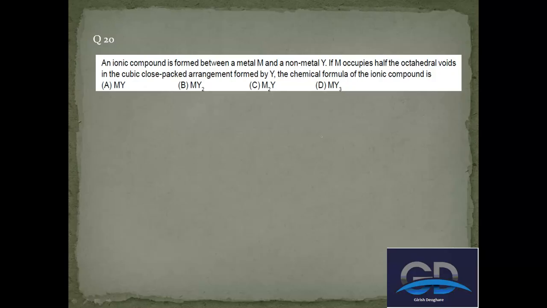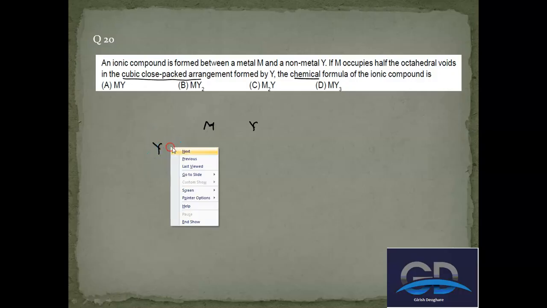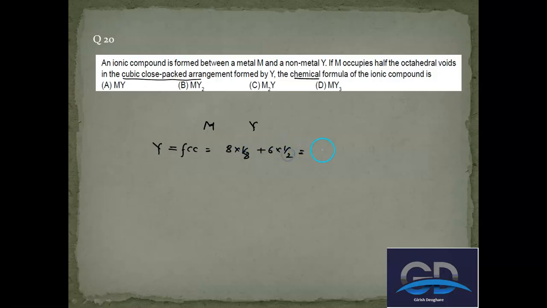Question number 20. An ionic compound is formed between a metal M and a non-metal Y. If metal M occupies half the octahedral voids in the cubic close pack arrangement formed by Y, the chemical formula for the ionic compound would be. So since Y is cubic close packed, we can say that it is in FCC configuration. So the effective number would be 8 into 1 by 8 for the corners, and 6 into 1 by 2. So the effective number of Y per unit cell will be equal to 4.